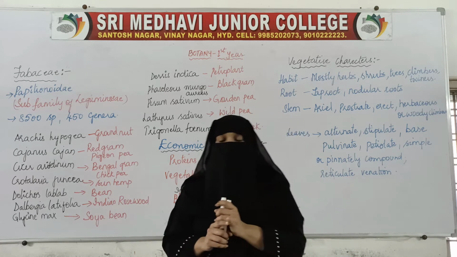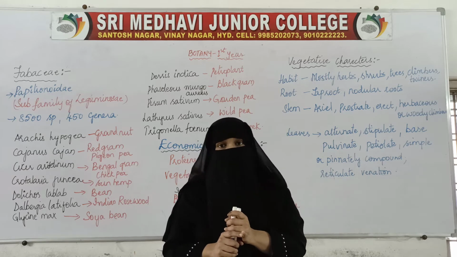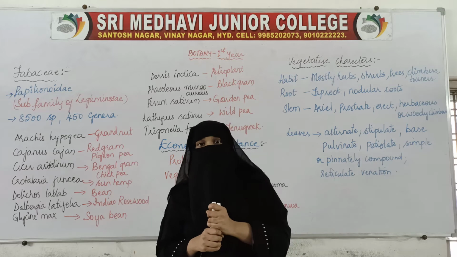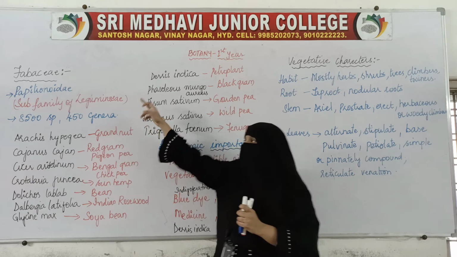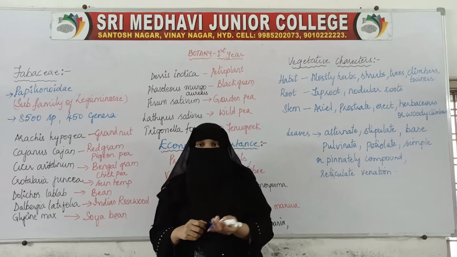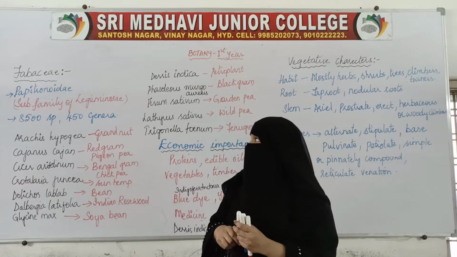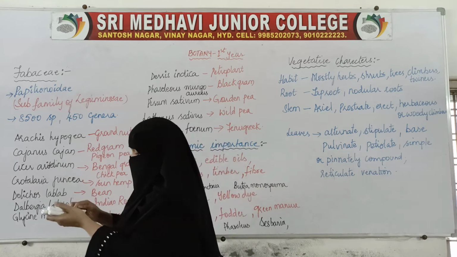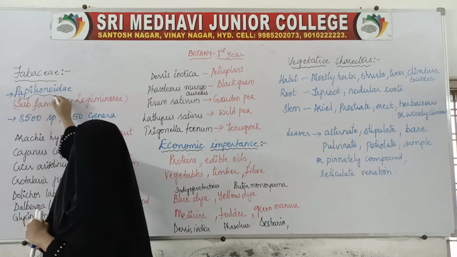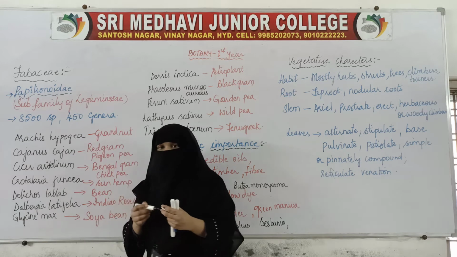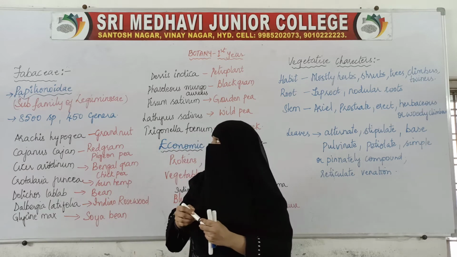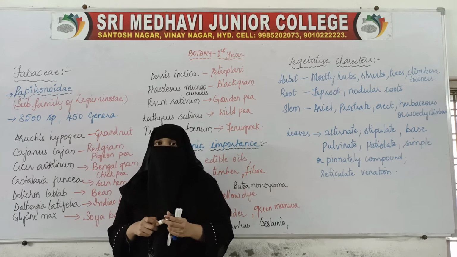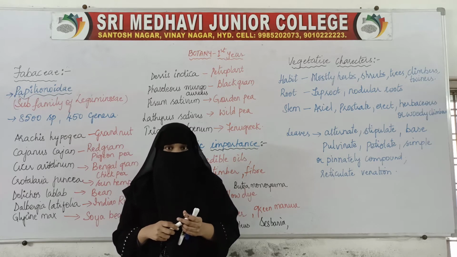In the last class we have seen the Solanaceae family. Now in today's class we will study in detail another family, that is the Fabaceae family. The Fabaceae family was earlier called Papilionoidae. It is a subfamily of Leguminosae according to Bentham and Hooker's classification.